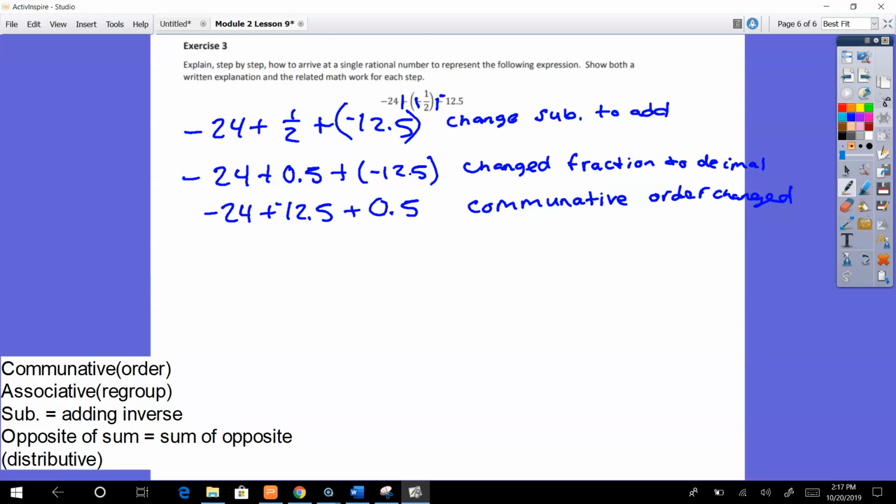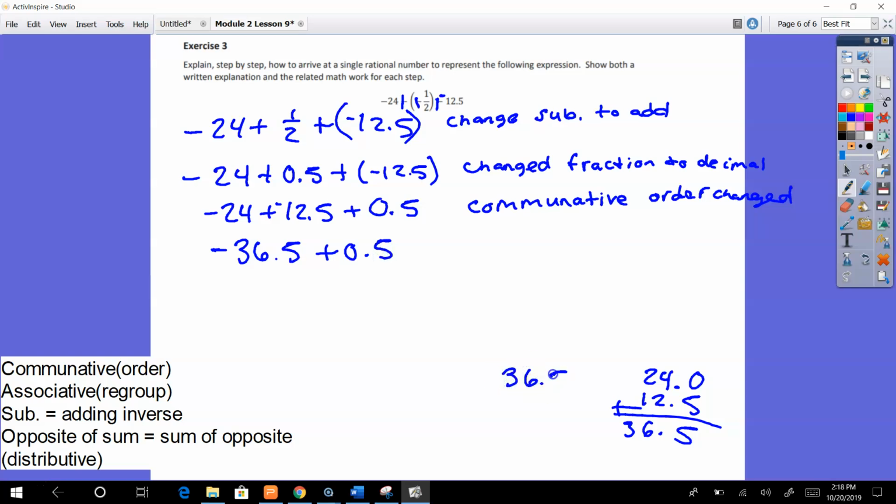Okay, so then we have negative 24 and a negative, so the signs are the same, so we're adding. So just do it over here so you can see it. 24 plus 12.5. Remember, line up your decimals. A decimal would be here with a 0. So then we're getting negative 36.5, plus 0.5. These signs are different, so you're subtracting. So then we're taking away 0.5, and we're left with negative 36. 5 minus 5 is 0.